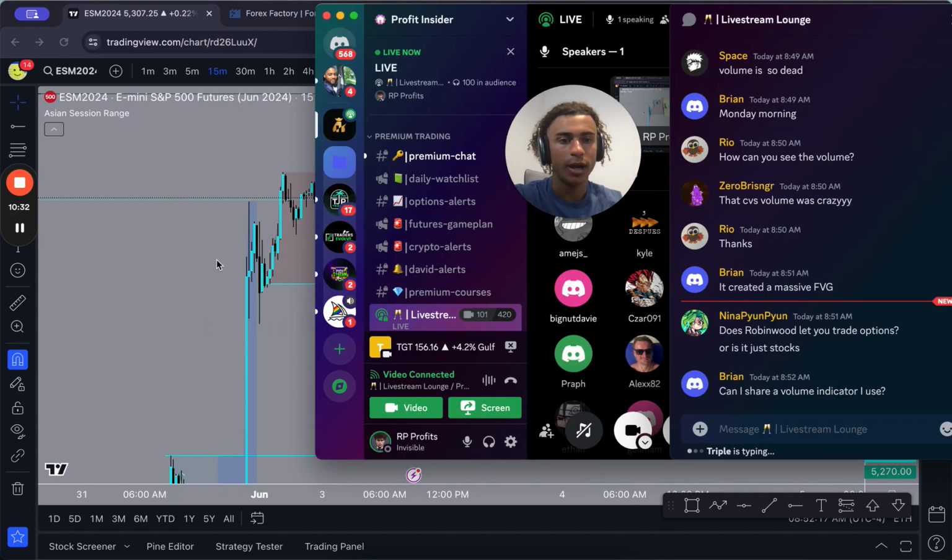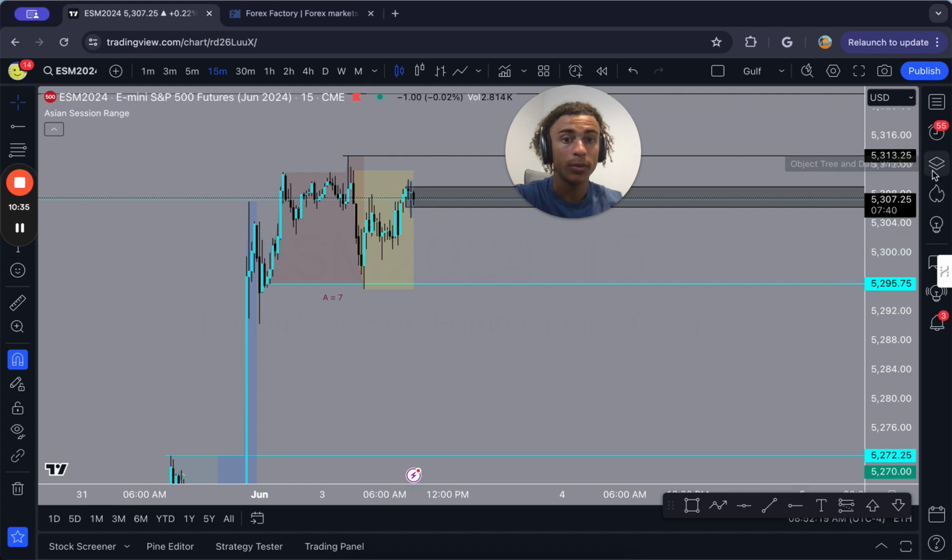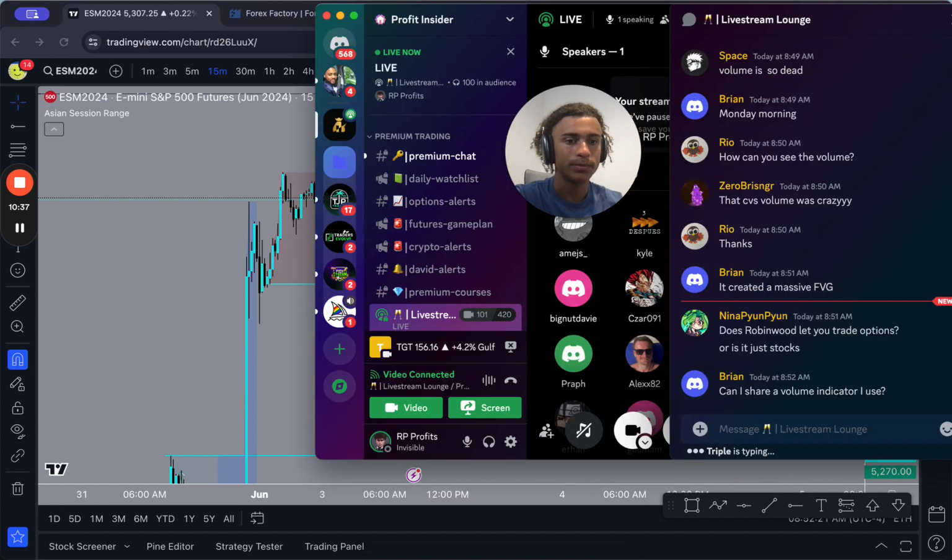Does Robinhood let you trade options? Yes. Robinhood does let you trade options.